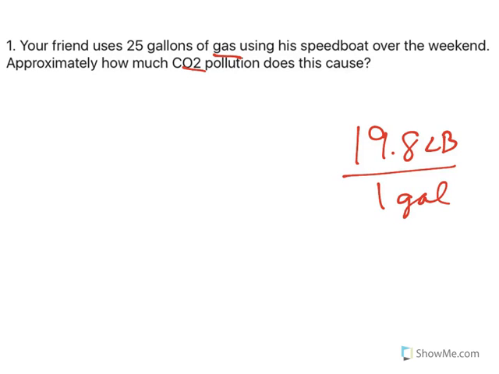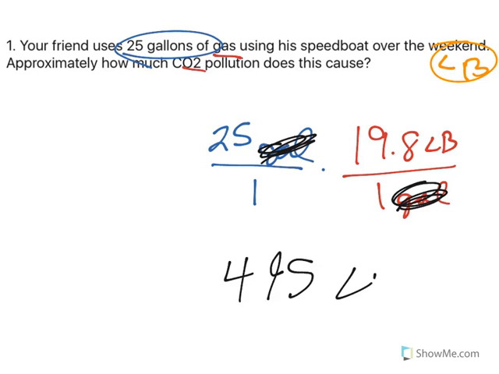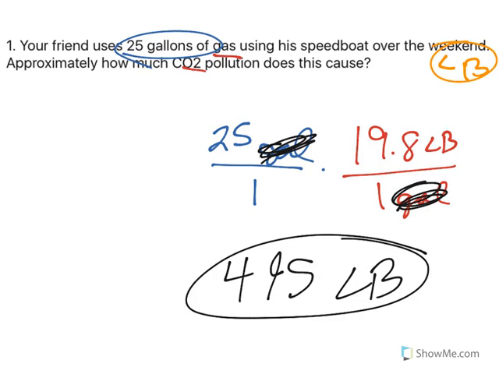And if you want to know CO2, you want your final answer to be in terms of pounds, which means we need to get rid of this gallon. Well, it works out nicely for this one because your friend used 25 gallons. So the gallons cancel out with gallons and I'm left with just pounds. I multiply in the numerator and I'm left with 495 pounds of CO2.